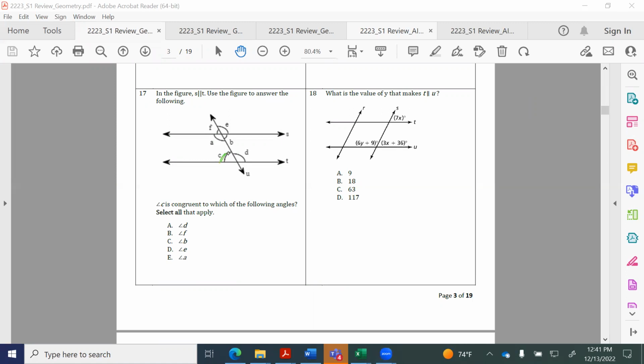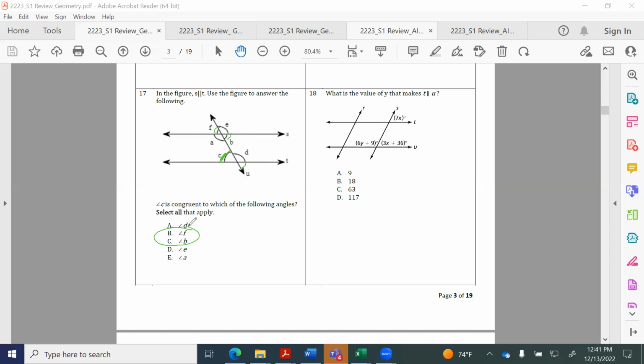So C is an acute angle. Now, that means all the other acute angles should be congruent to angle C. So F, B, and then also this one down here, not labeled, but F and B are the two that we have as options. So those two are congruent.